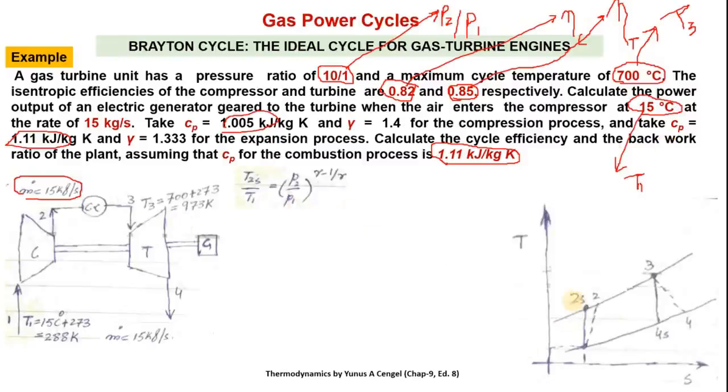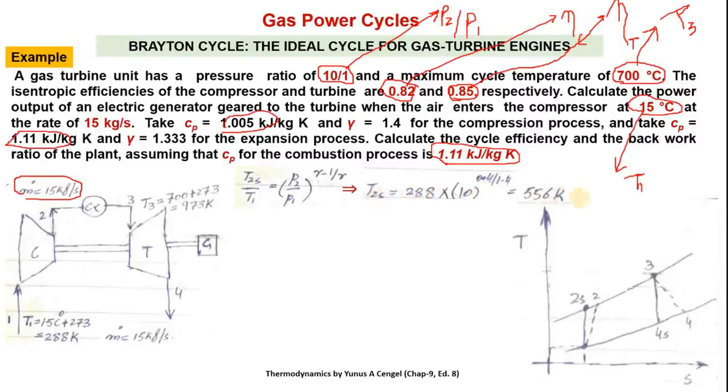The compression process is isentropic, 1 to 2s. For an isentropic process, we know this equation: T2s over T1 is equal to P2 over P1 to the power gamma minus 1 over gamma. By putting the values, P2 over P1 is given as 10 by 1. So from here we can calculate T2s, that comes out to be 556 Kelvin.